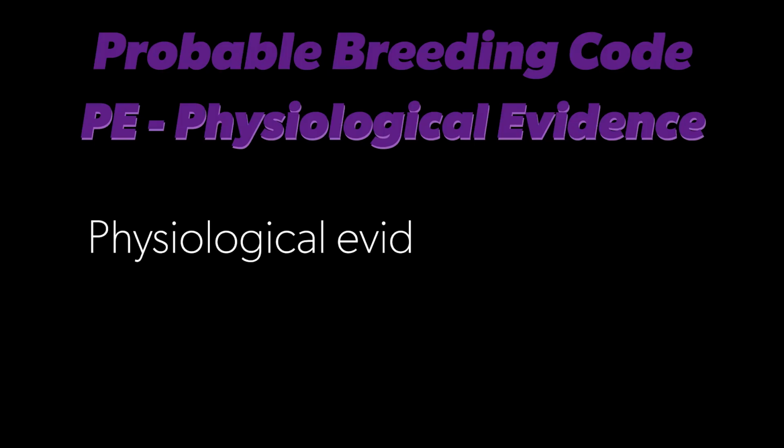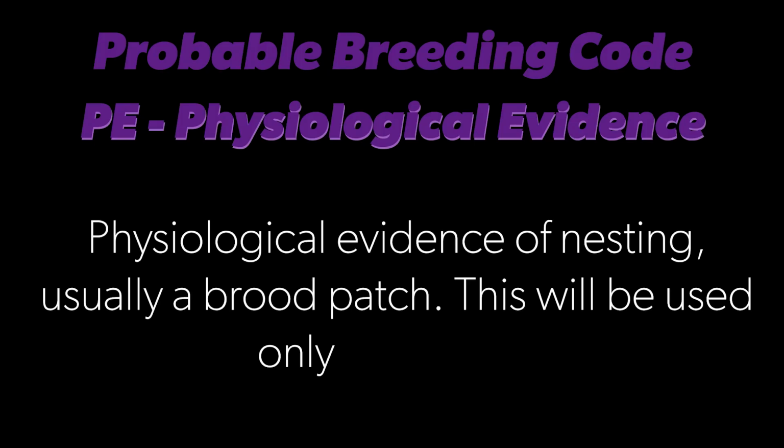And finally, we get to physiological evidence. The important thing to realize here is that most of these physiological signs are only detected when you've got a bird in the hand. So banders are going to detect a brood patch, the bare patch on the stomach of a female that allows for better heat transfer when incubating, or a cloacal protuberance, the swollen genitals of a jacked up male. But most birders will never use this code.